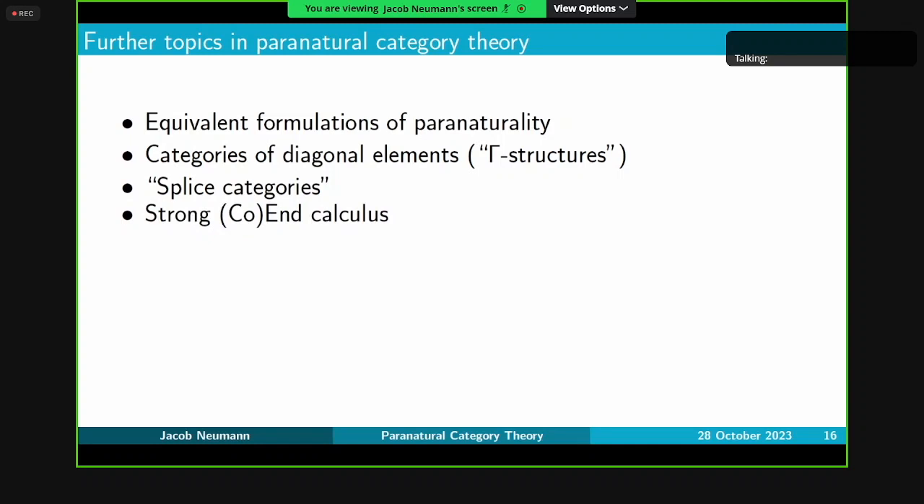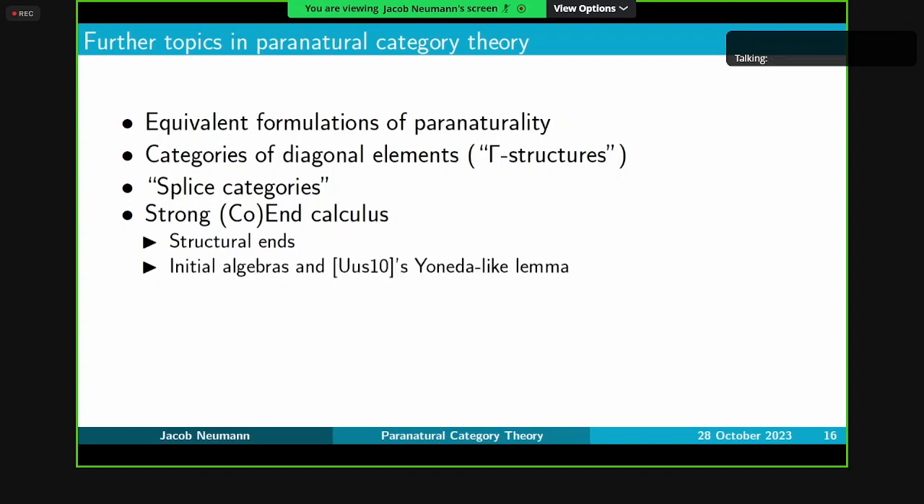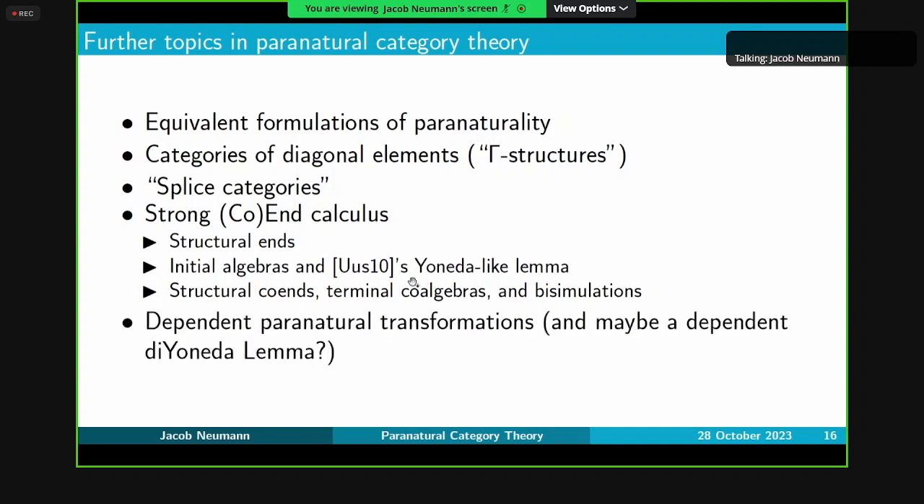And then I mentioned this earlier. You can develop this whole strong or structural co-end calculus associated to this, which has a lot of really nice features. What I call structural ends, and you can prove that this really nicely captures the theory of initial algebras, and there's this nice Yoneda-like lemma due to paranatural. And then you can dualize it to structural coends and get terminal coalgebras and co-induction and bisimulations and a dual of this Yoneda-like lemma as well.